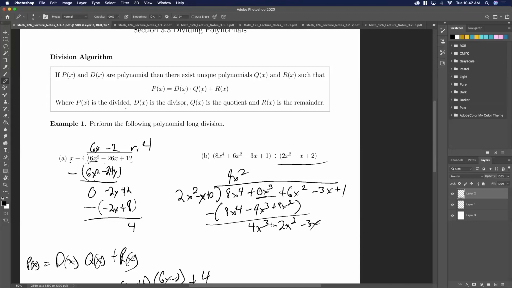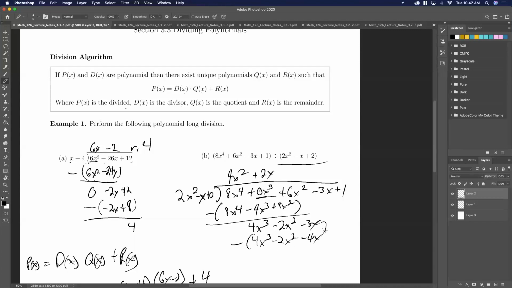What do I want to add here? Well, in this case, I'll just add 2x. So 2x will be the next thing here. So this will be minus 2x times this would be 4x cubed, which is what we desire. This will become minus 2x squared. And then this here will become plus 4x.